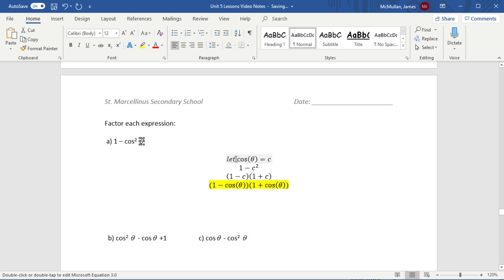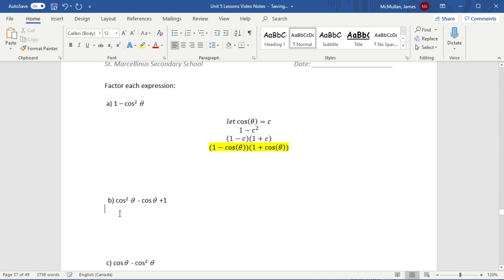And this is why I think it's easier if you just replace the whole thing with just the first letter. Okay? And then you could treat it like a regular quadratic, like you were back in that unit, do your factoring and get your answer. And then you just stick it back in at the end. Right? So let's try the next one.